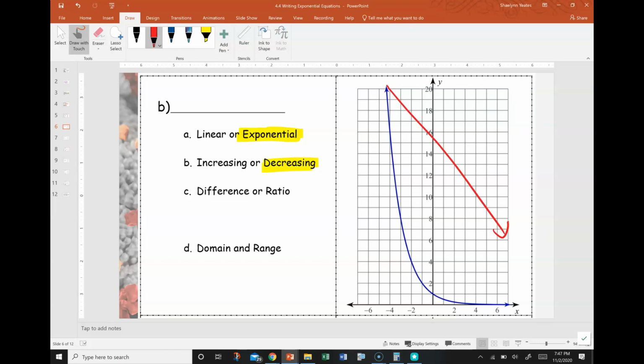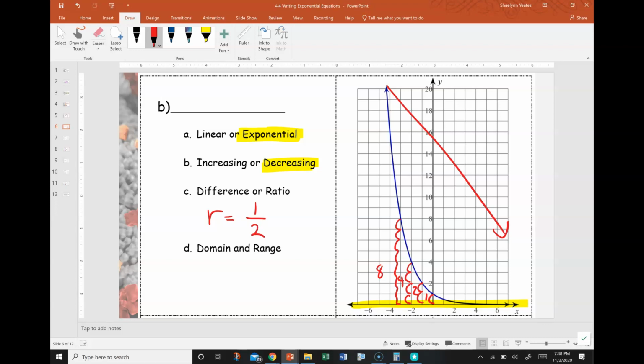Okay, if it's exponential, we have a ratio. This is where I draw my line for my asymptote, and I start counting. So that's 1 above, that's 2 above, that's 4 above, that's 8 above. So this goes 8, 4, 2, 1. Each time I'm dividing by 2. So my ratio is 1/2.